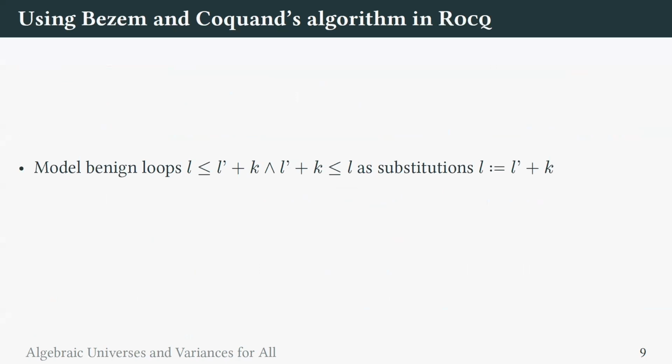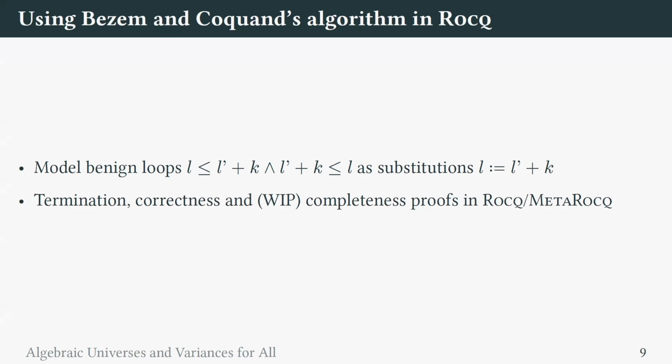Okay, so we extracted this algorithm and improved it a little bit by adding an optimization that was already part of the previous algorithm: when semantically a level L and some expression L' plus K are equal, we represent that by a substitution, really. So L is represented by L' plus K in the algorithm, and then you can check equality of simple expressions in constant time. That's really useful for efficiency. We have termination, correctness and a work in progress completeness proof of our implementation of the algorithm.